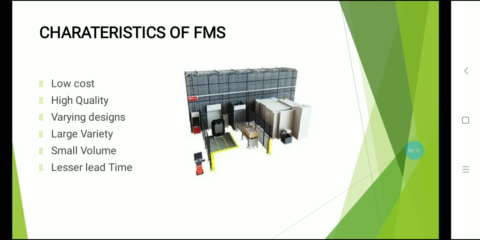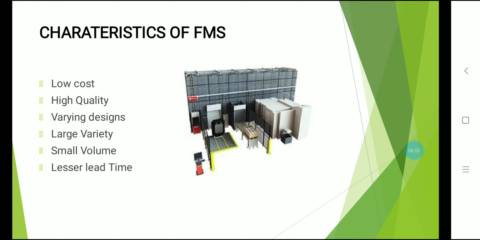Next is the characteristics of the flexible manufacturing system. What are the characteristics of flexible manufacturing system? In a flexible manufacturing system, producers or manufacturers decide what products will be produced, when the product will be produced, and how the product will be produced, on the basis of the consumers' or customers' needs, satisfying their needs and wants in cost and quality.